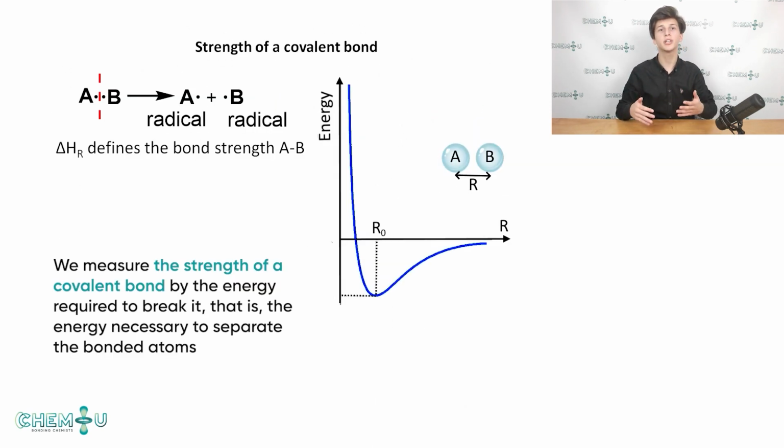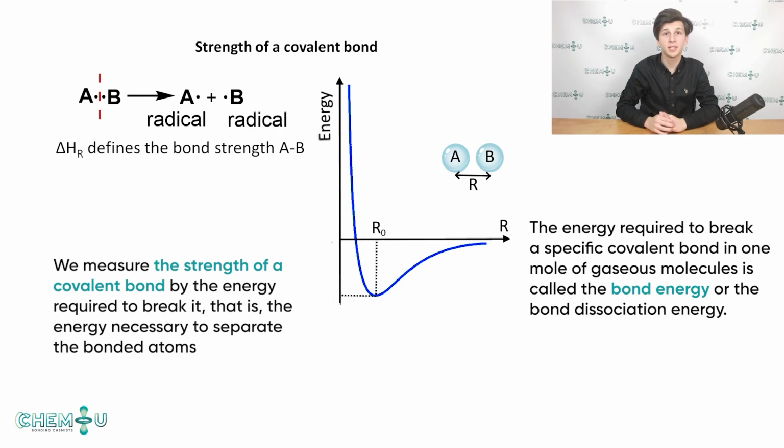We measure the strength of a covalent bond by the energy required to break it. That's the energy necessary to separate the bonded atoms, just as I showed you using the graph with atoms A and B. The stronger the bond is, the greater the energy required to break it is. The energy required to break a specific covalent bond in 1 mole of molecules in gaseous state is called the bond energy or the bond dissociation energy.